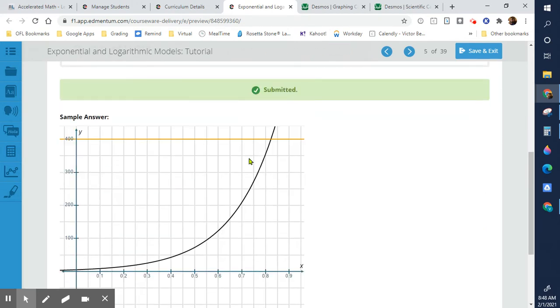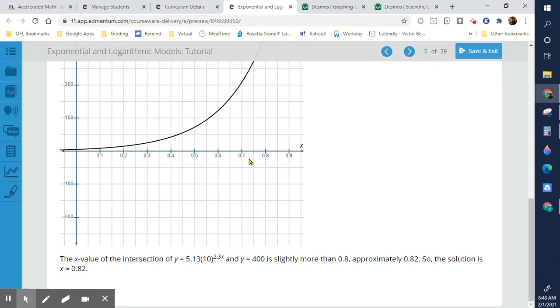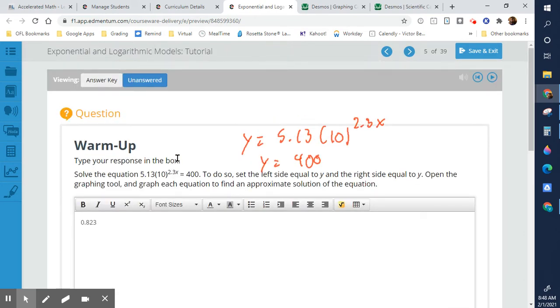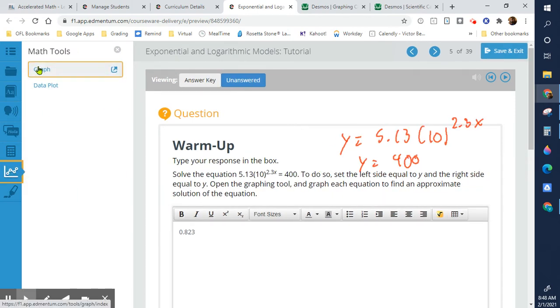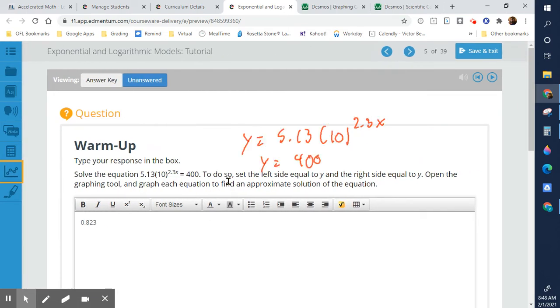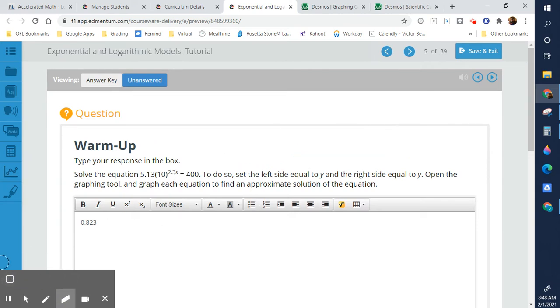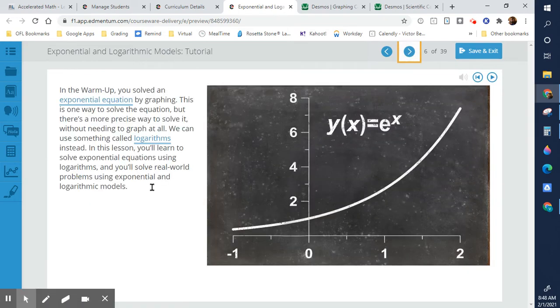The one thing I don't like is they say, use this tool, and it's like, all right, but you didn't tell me how to use the tool. If you want to use their tool instead of Desmos, you have to go to Math Tools and Graph. So that's how you do this when you're using the graphing tool. They really should have put a link to it. But I recommend Desmos. I just think it's a better tool. So let's move on to the next one.